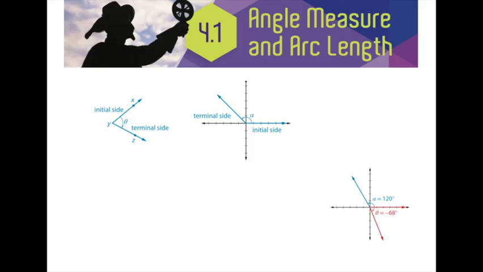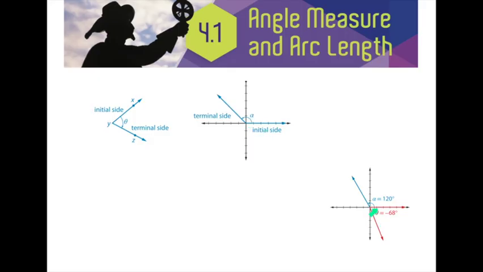Couple terms here. Initial side, terminal side. This is true with any angle, like when we did angles in geometry. Initial side's where you start, terminal side's where you end. When you're on a coordinate plane, your initial side is going to be this positive x-axis here. Standard position is going to go counterclockwise from there, so counterclockwise is going to be your positive direction. Clockwise is going to be your negative direction.